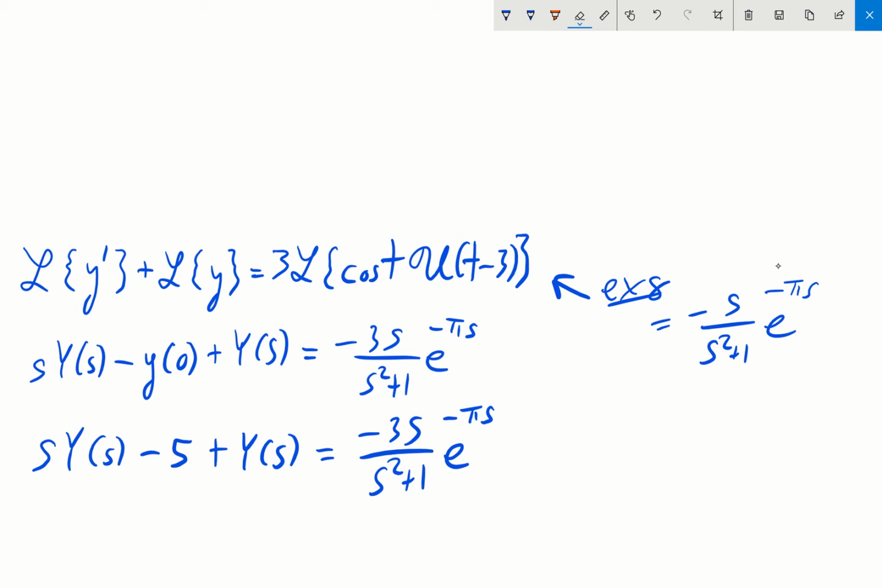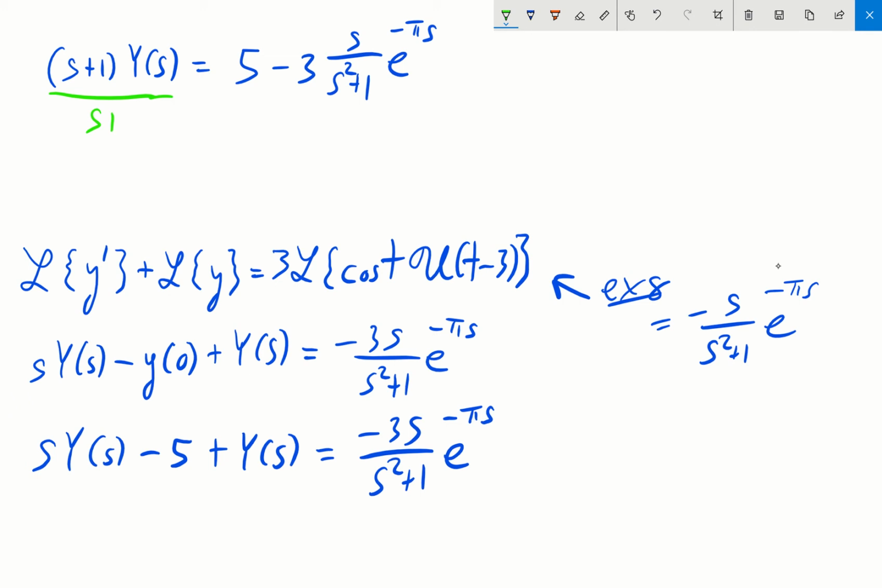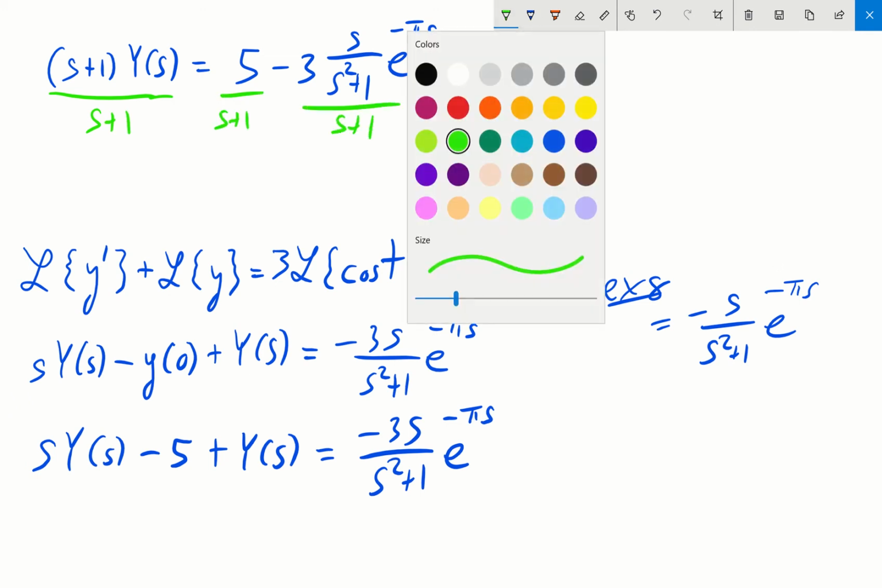To do that, I'm going to do two steps at once. So I'm going to add 5 to both sides, and I'm simultaneously going to factor out the y of s on the left-hand side. That should leave us with s plus 1 times y of s, and this is going to be equal to 5 minus 3s divided by s squared plus 1 e to the negative pi s. And then to get the y of s by itself, we have one more step. Let's divide everything by s plus 1.